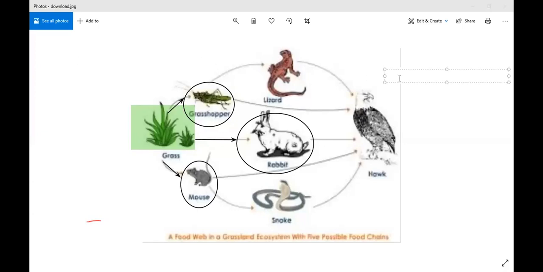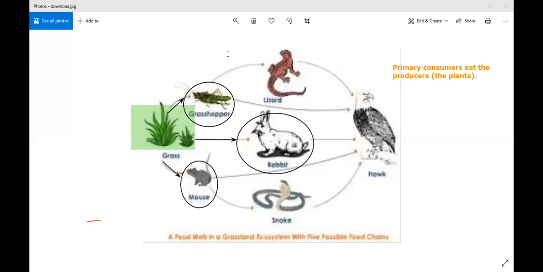Like I told you, primary consumers eat the producers, eat the plants. So to find the primary consumers, you need to look for the plants. You look for the plants, then you start saying, who eats this plant? The grass is eaten by the grasshopper. The grass is eaten by the rabbit. The grass is eaten by the mouse.